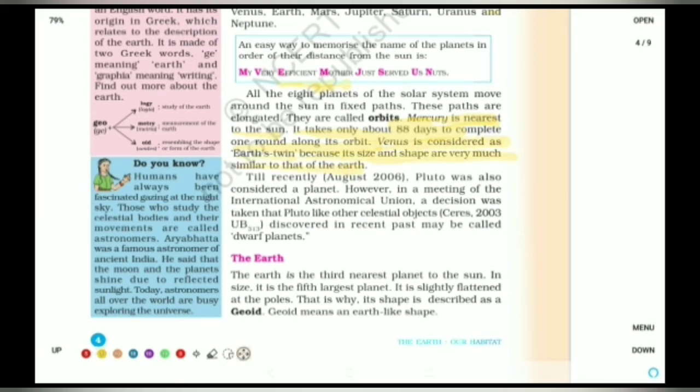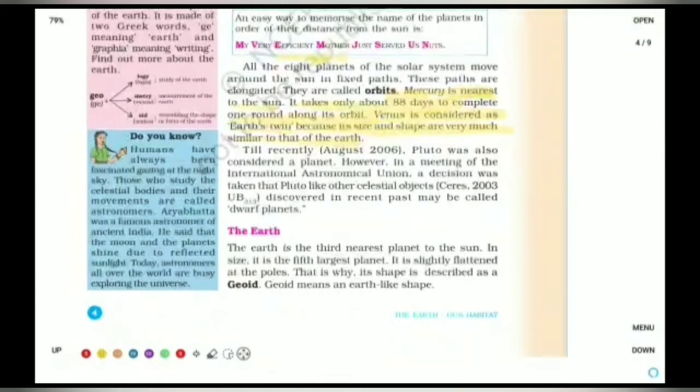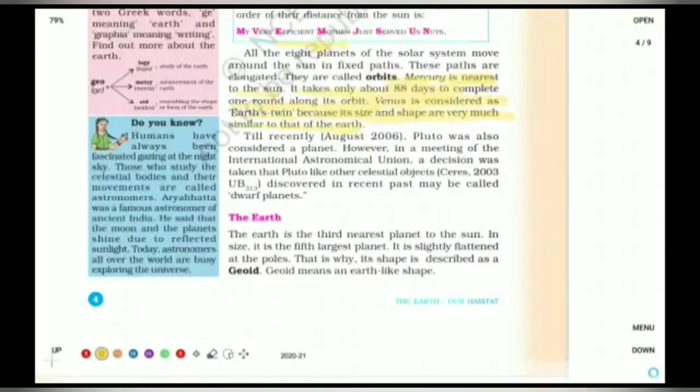Now, an interesting fact. Till recently, August 2006, Pluto, as you all know, is now a dwarf planet because there are no conditions for calling it a planet.